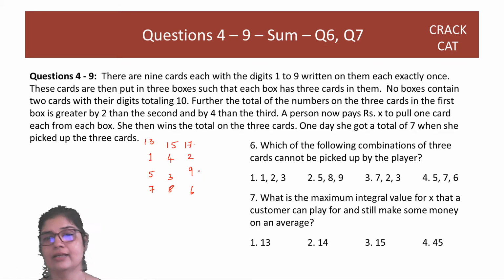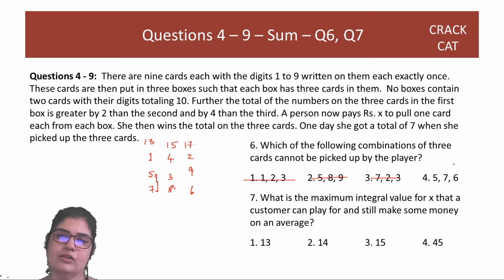Okay? Great. So which of the following cannot be picked up? Of course, 1, 2, 3 can be picked up. We've already picked it up. 5, 8, 9 can be picked up. 7, 2, 3 can be picked up. But 5, 7, 6 cannot be picked up because 5 and 7 are in the same box. You're picking up 1 from each box, right? So this is the answer. This cannot be picked up.